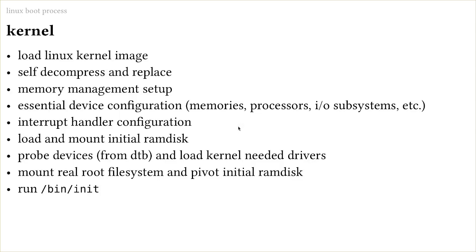So I talked about some of these already, but we can recap them. It loads the kernel image. Kernel images are always compressed, so it's going to decompress itself in place, set up memory management, set up devices. We already talked about this. Probe and log. It has to throw away its temporary file system and actually mount the root file system. And it's at this point that it loads bin/init. And this is what we call PID 1, or the init system.